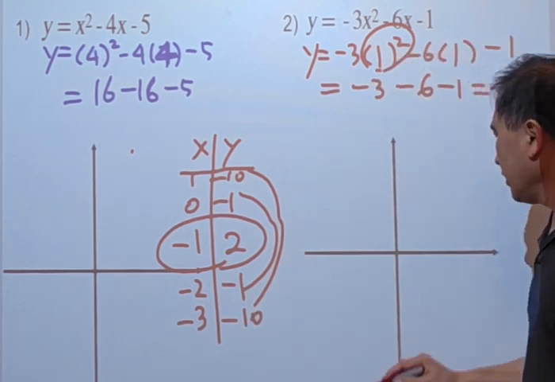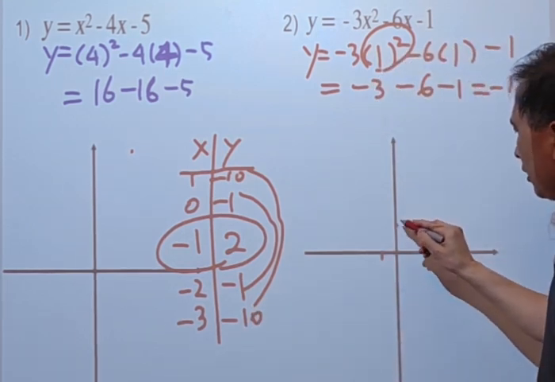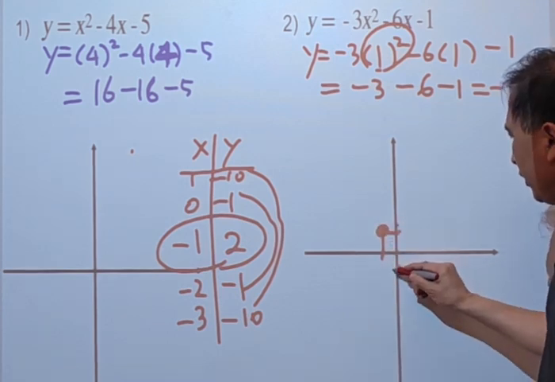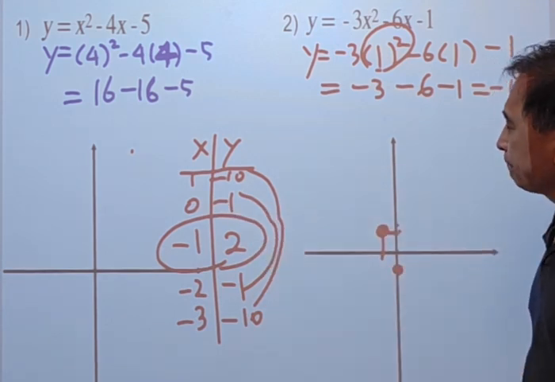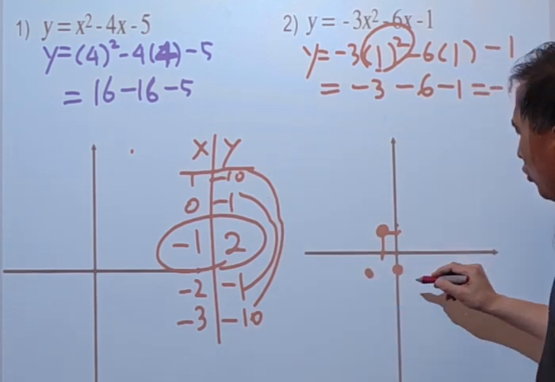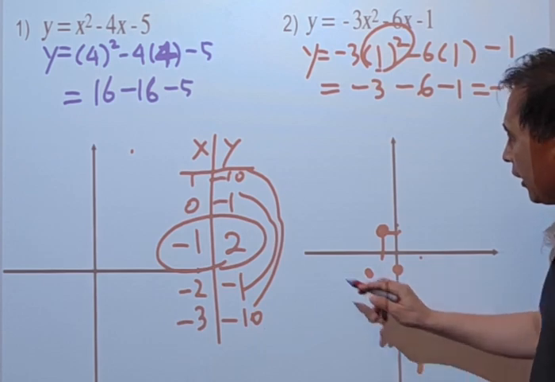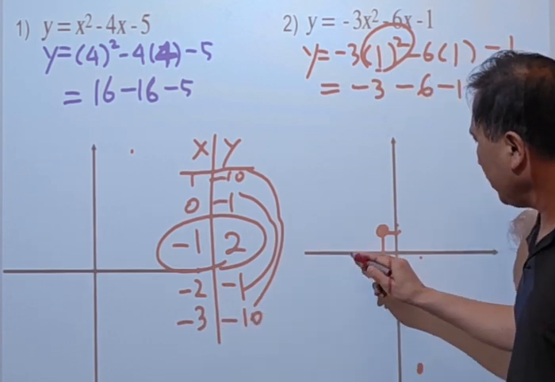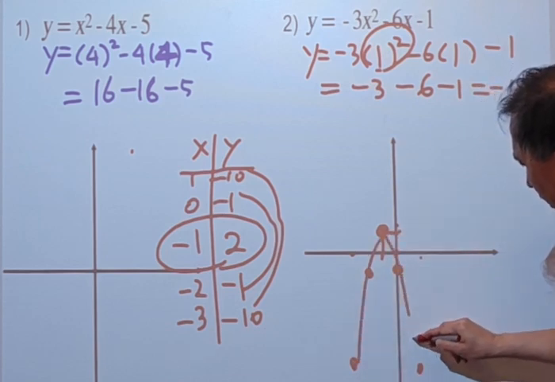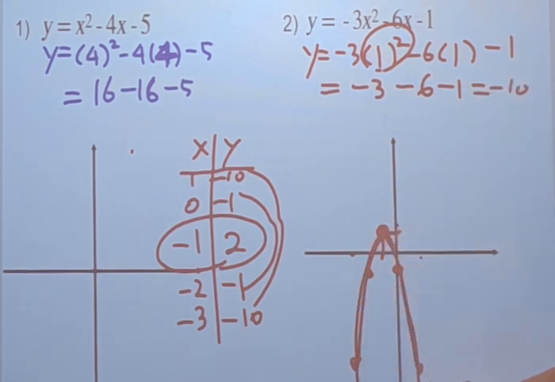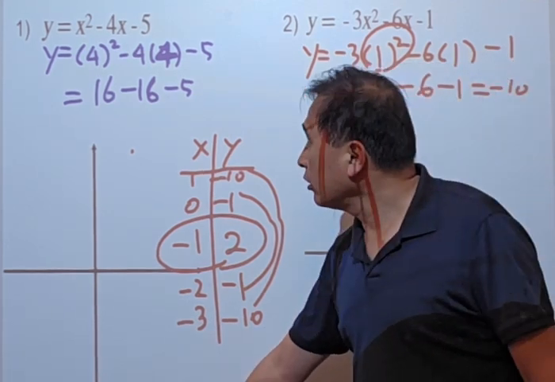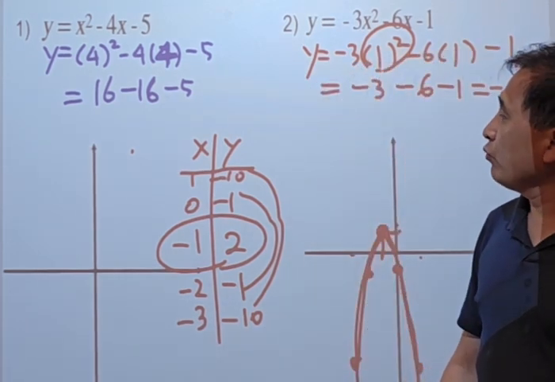So if we draw this, negative 1 comma 2, and 0 comma negative 1 right there, and then negative 2 comma negative 1 right here, and then 1 comma negative 10, and then negative 3 comma negative 10 right here. If we draw the graph, something like that, a very narrow graph. So that's the way you draw the quadratic function with 5 points.